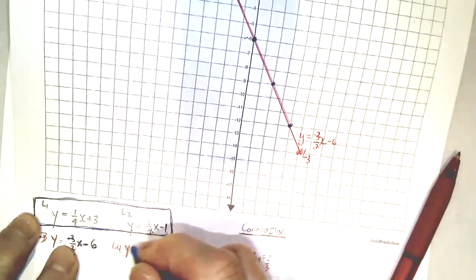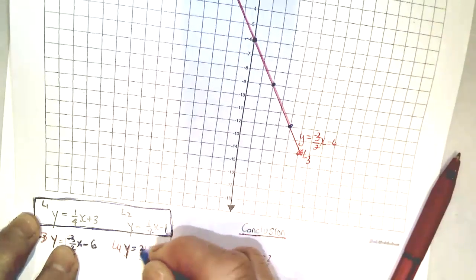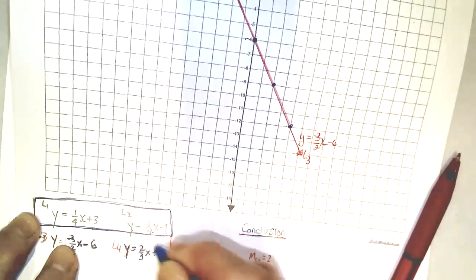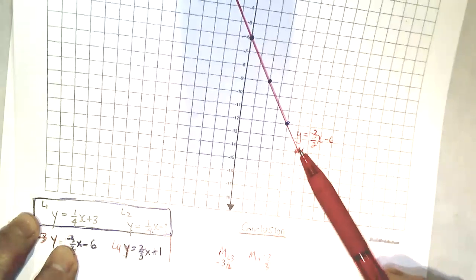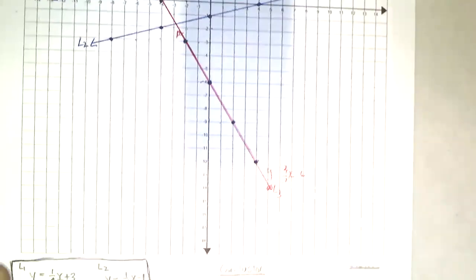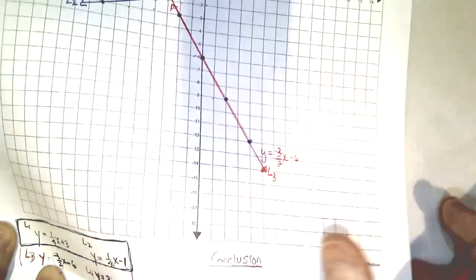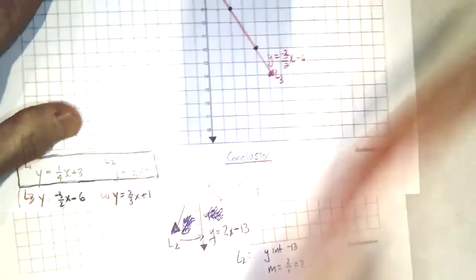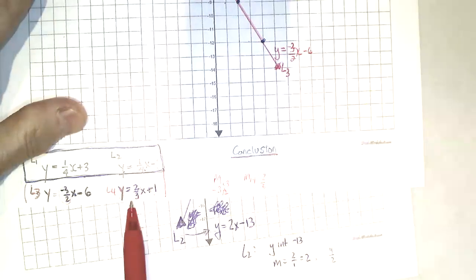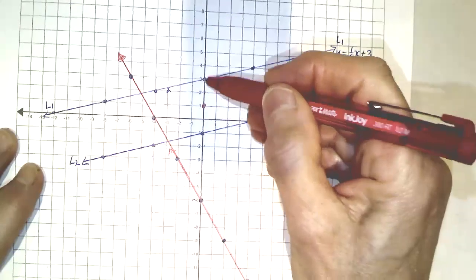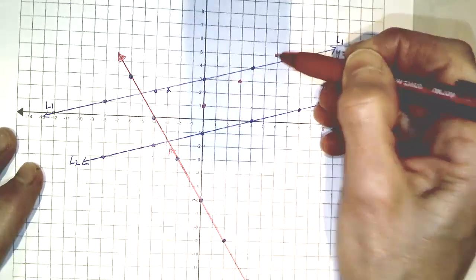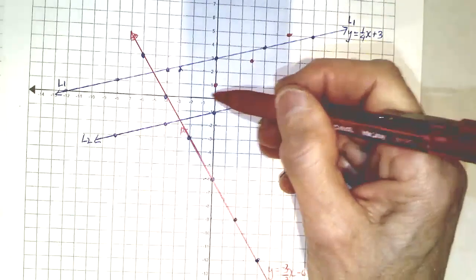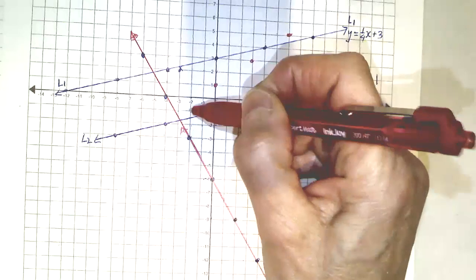Now I'm going to take L4, which is y equals 2 over 3x plus 1. And let's graph that, and you're going to see it's going to be perpendicular to this guy. Watch. We begin at positive 1, and the slope is rise 2, and then run 3. So I start at 1, I rise 2, I run 3. I rise 2, I run 3. I'm going to go back and go down 2, 3 to the left.